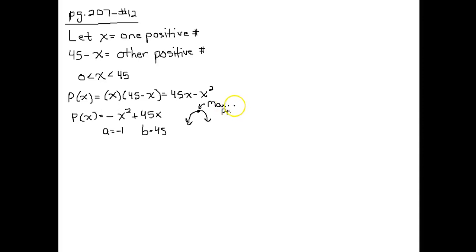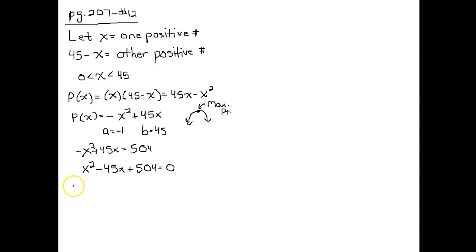Okay, so we want to figure out where does that negative x squared plus 45x equal 504? So you've got a quadratic equation to solve if you want to figure out where this product equals 504. So let's see, add x squared to both sides, subtract 45x from both sides, plus the 504, and that'll equal 0. 504, kind of geeky there. I didn't come up with it, but somebody must have been a geek.